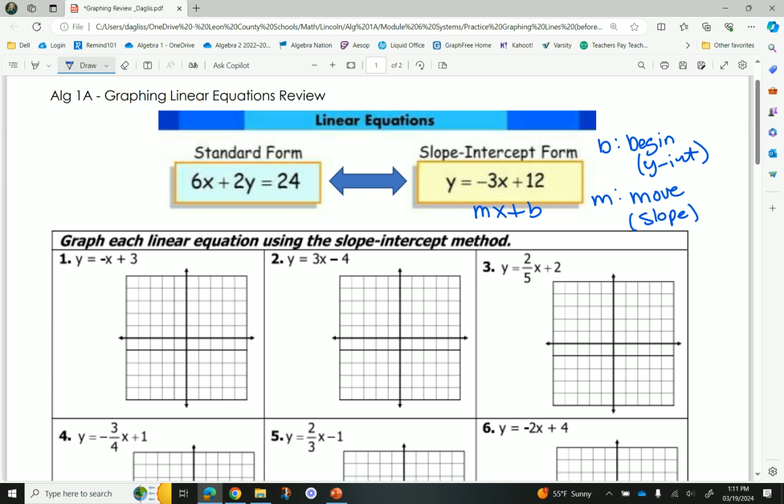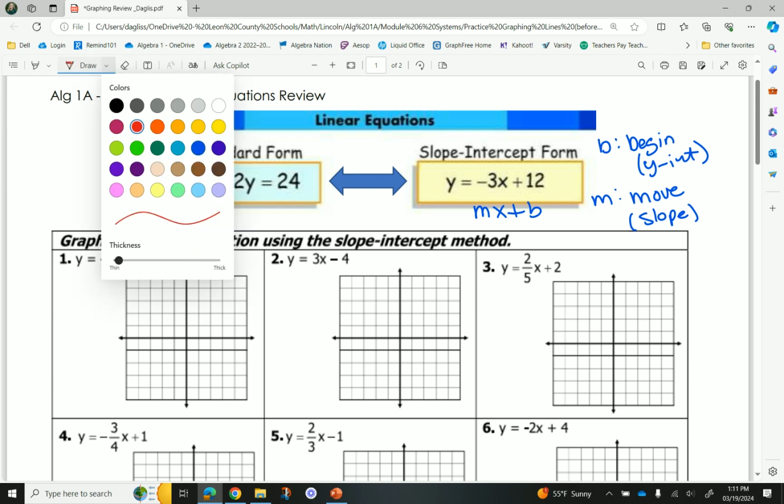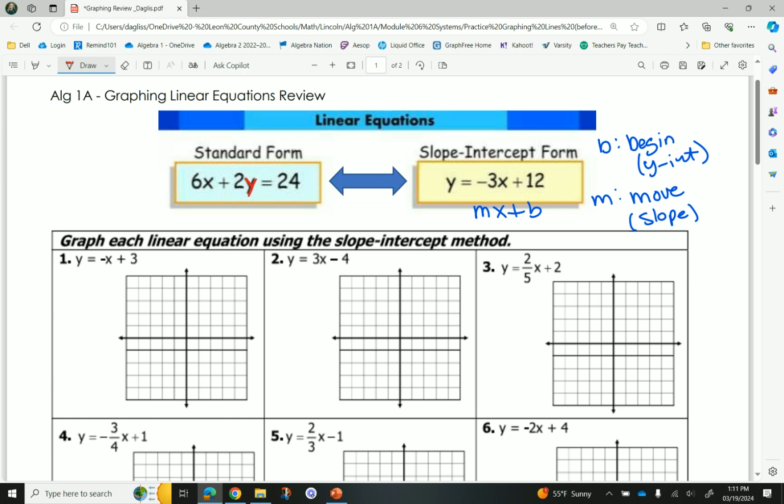If I have standard form given to me, which was the bottom half of the front page, our goal is to get the y by itself. So for this particular problem, you would subtract 6x over. So you would have 2y equals negative 6x plus 24. It's been a hot minute, but we did just do this. So you're moving the x to the other side up front. And then I still have a 2 attached to my y. So we're going to divide each and every piece by 2.